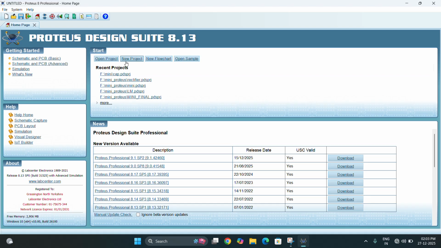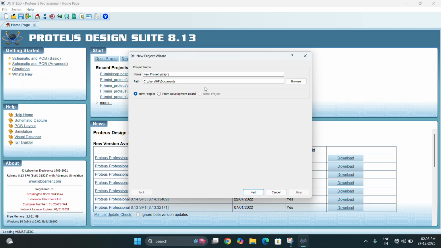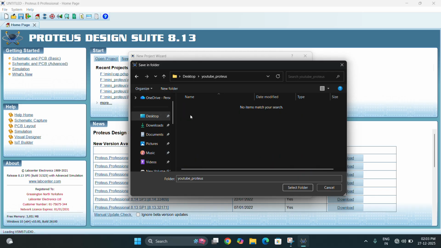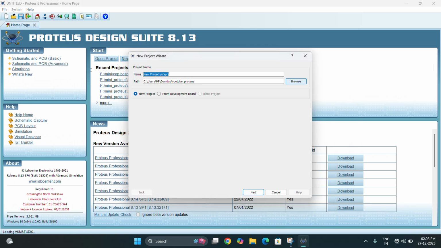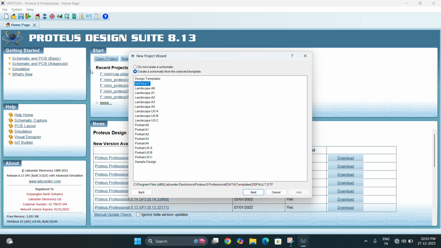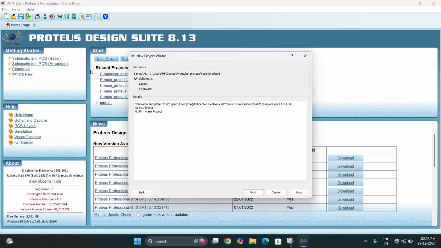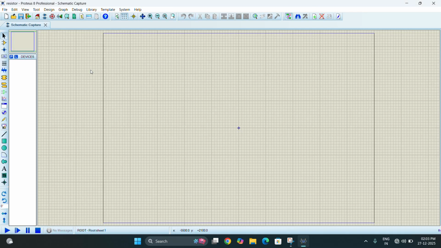Let me make one new project. By clicking on this new project, I will browse where I want to save it. I want to save it on the desktop in a YouTube Proteus folder. Then I will select this folder. Then I'm going to name it resistor, as I'm going to tell you about resistors. I have named it resistor. Then all these things are default, so let me just press enter, enter, enter. Okay, finish. So this is all I have made.